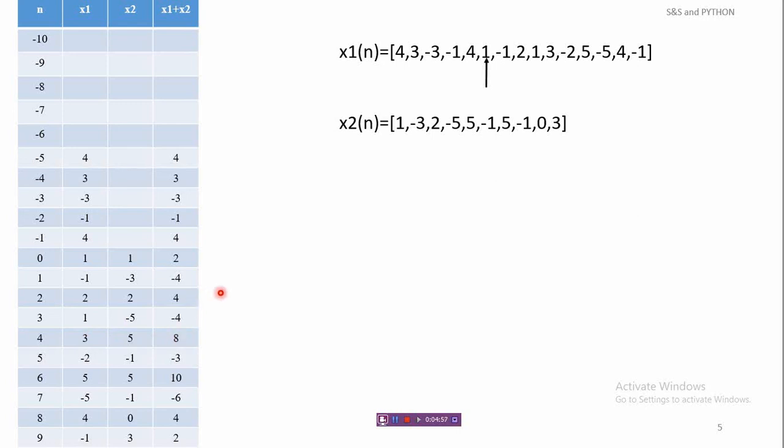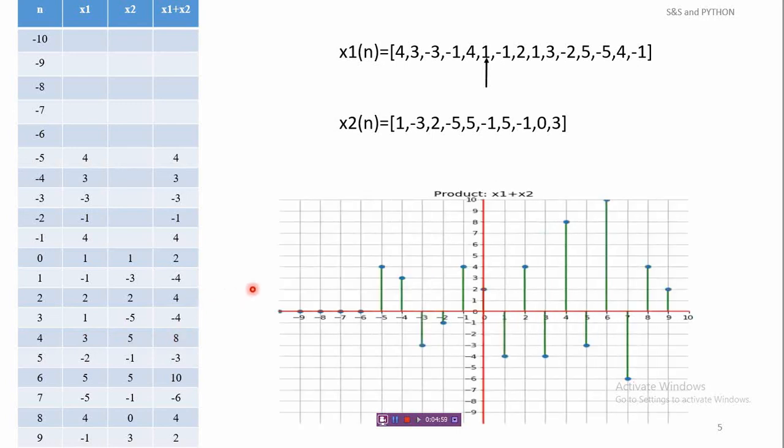So when we plot the result, see the last column represents x1 plus x2. Plotting of this x1 plus x2 looks like this. At minus 5 it is 4. From minus 5 to minus 1, whatever was present for x1 will be present. And from 0 to 9, the signal sequence values are varying since we have both the sequence samples present from 0 to 9. So this is the resultant signal x1 plus x2.